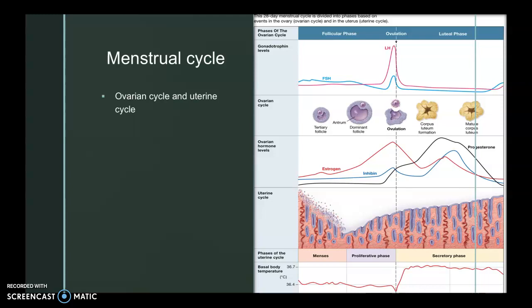However, I am going to go in depth on the ovarian cycle. As we see, there's three different phases: the follicular phase, ovulation, and luteal phase. I will go in depth specifically on what feedback loops are happening within these phases and which hormones are being regulated and secreted during each phase.